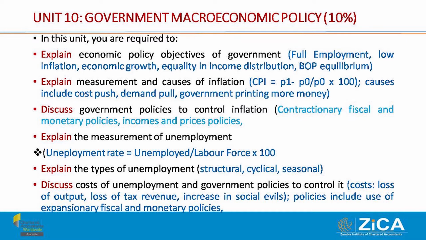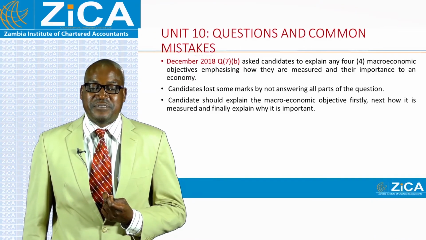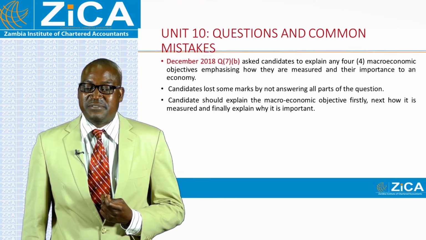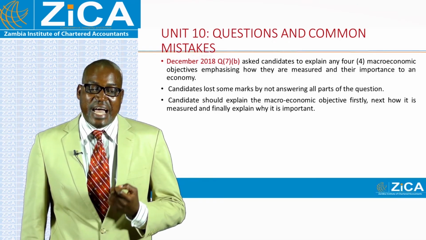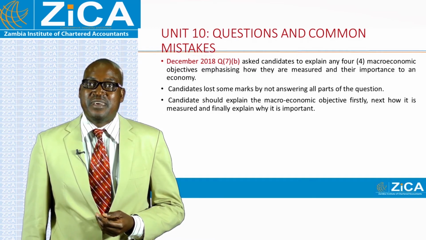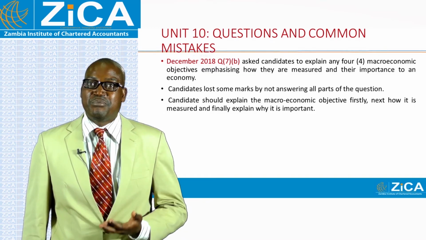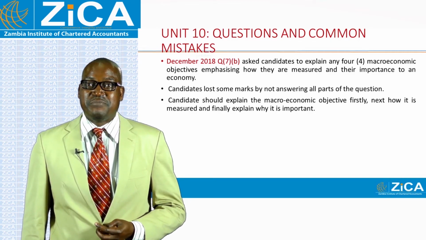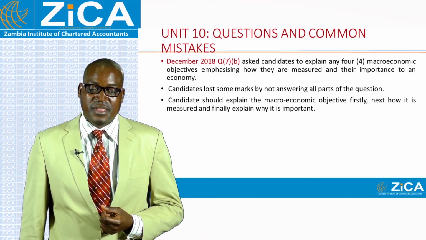Questions as well have been asked in the past regarding this particular topic. Question 7B in December 2018 asked candidates to explain 4 macroeconomic objectives, emphasizing how they are measured and their importance in an economy. Basically, what was required here are issues to do with full employment, balance of payments equilibrium, economic growth, lower inflation rate, and among others.